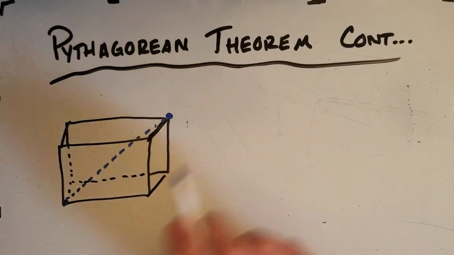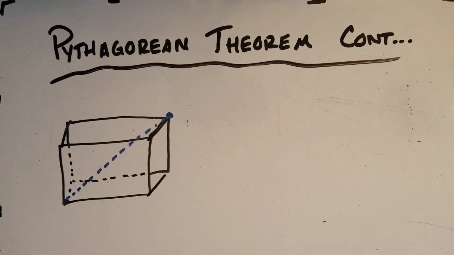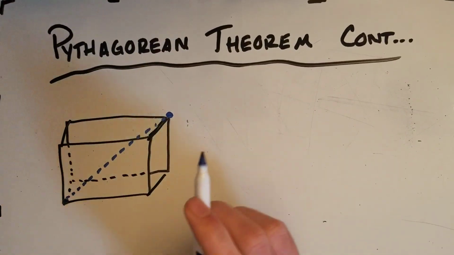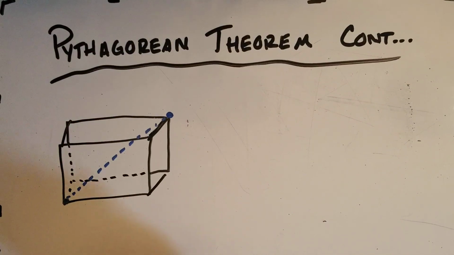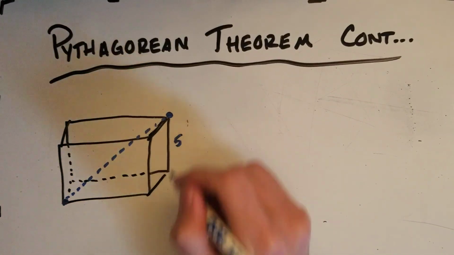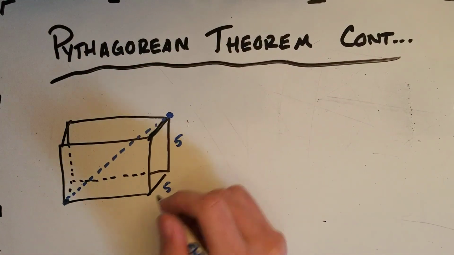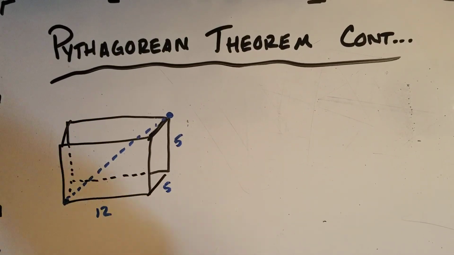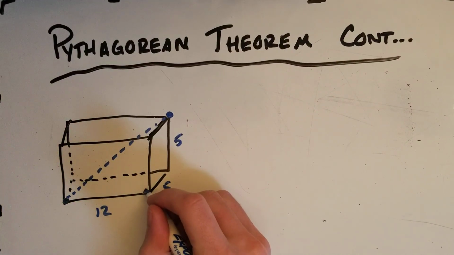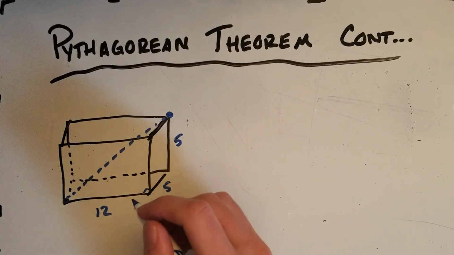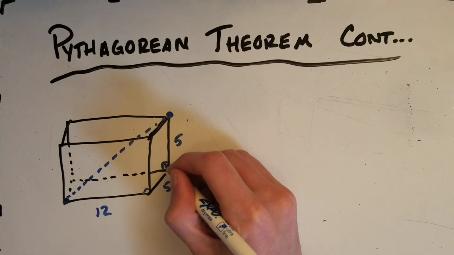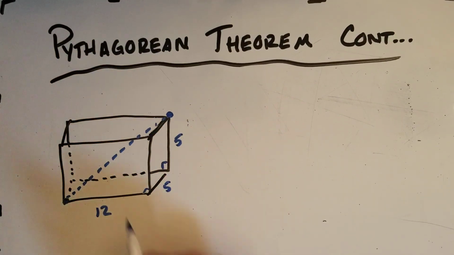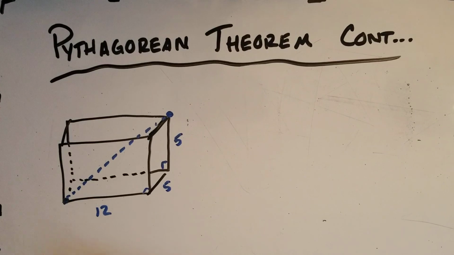It's actually called the space diagonal. You're going not only diagonally up, but diagonally back as well. And we're given some information. This side is 5. This bottom is 5. And this is 12. They're all in the units of millimeters. Now we have a right angle down here, and this is a right angle here. This is like a nice little rectangular prism, meaning we have a bunch of right angles, which is nice.